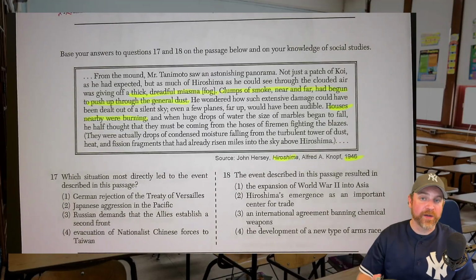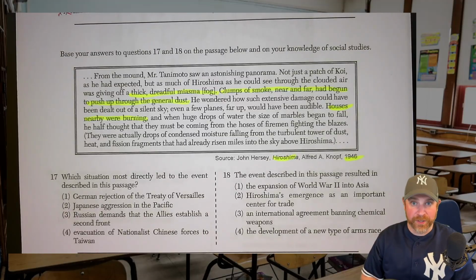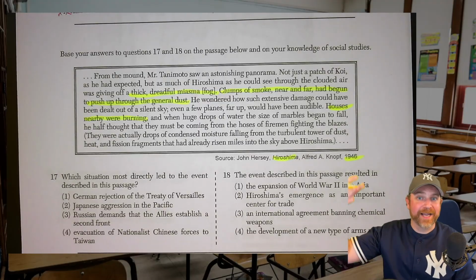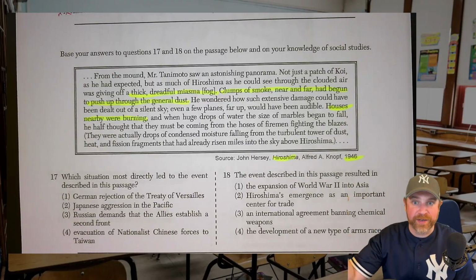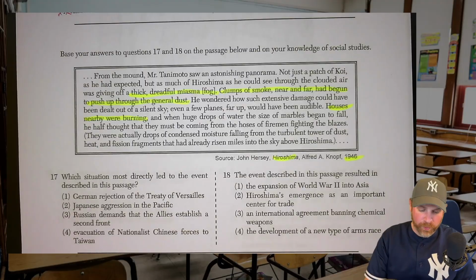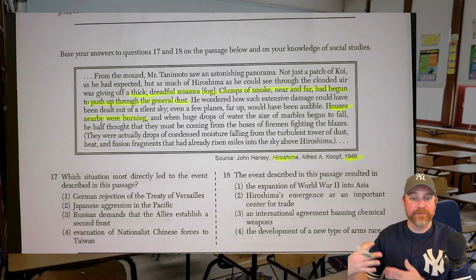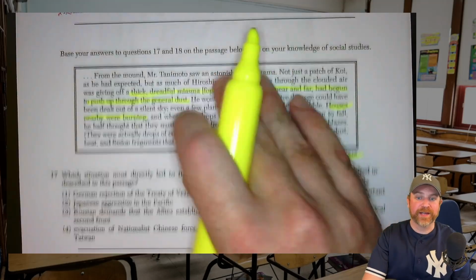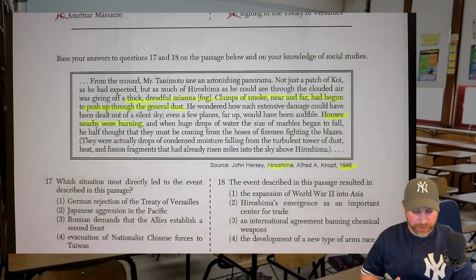Okay, so the source is talking about the destruction of the atomic bomb, right? The fact that buildings were burning, people lost their lives, a lot of debris got kicked up and made things dark and cloudy and smoky. So let's take a look at the question. Which situation most directly led to the event described in this passage? So again, what happened first? What historical circumstance led to the using of the atomic bomb on Hiroshima?